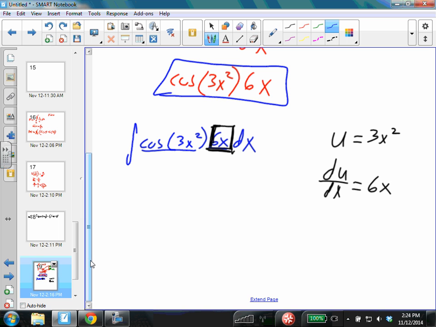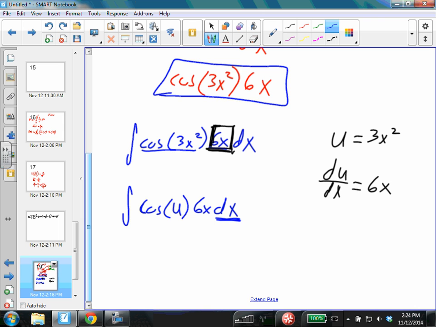But here's what I want to do now. I just want to go ahead and rewrite this integral as the integral of cosine of u times 6x dx. And I want us to pay attention to our notation here and how we're going to use the notation in order to help us work some of this out. So if you look at what we have, the cosine of u times 6x, and we're trying to take the antiderivative with respect to x because of that dx right there.